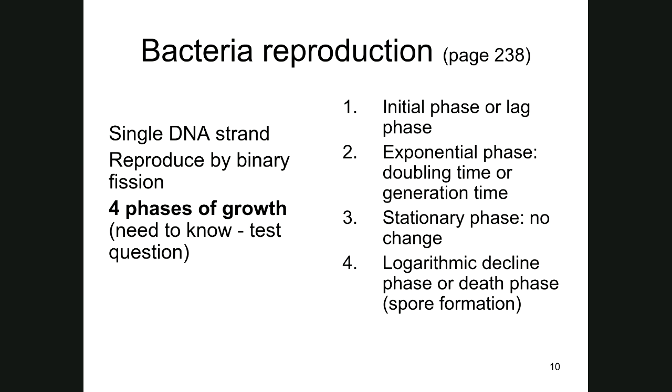And then you have what's called the exponential phase. They double. This is also what's called the generation time. How long does it take for a reproducing or doubling of that bacteria being present? Exponential. And then there's kind of a stationary phase. There's no change or very little change. And then usually more of a logarithmic, faster decline. So understand these 4 phases of growth as outlined on page 238.